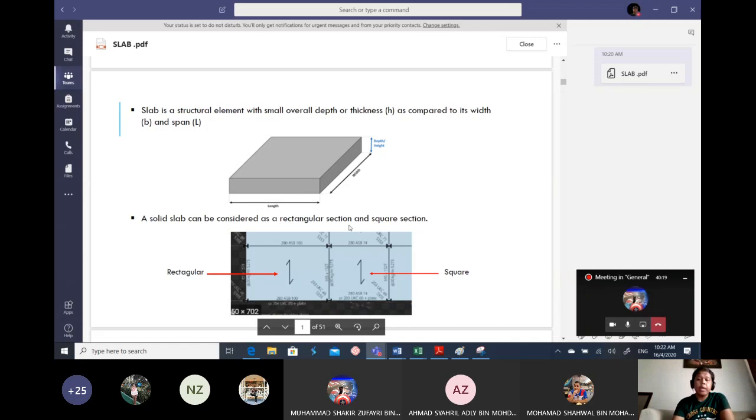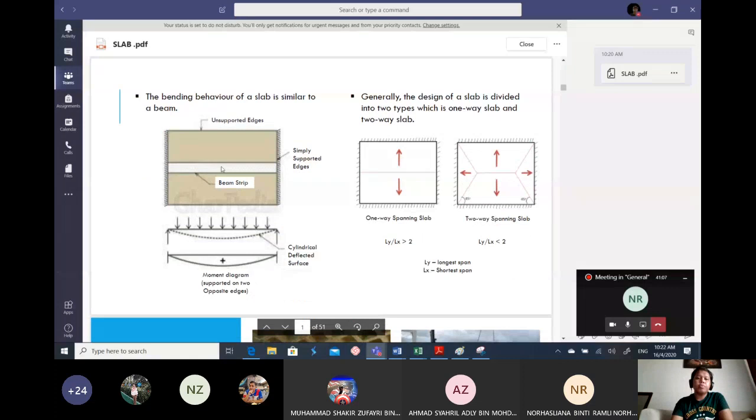So when you would like to design your slab, you have to make sure that your slab is in a rectangular shape or a square shape. Do not let your slab be in an L shape or a T shape, that is not allowed. It will be a problem to analyze. Any other shape will give a problem to all of you, especially when we would like to arrange our reinforcement. Later there will be torsion and so on.